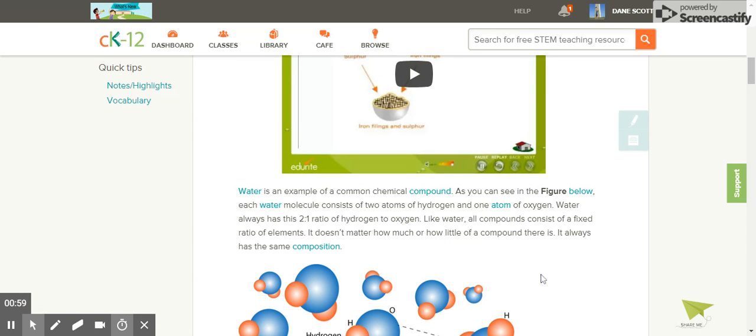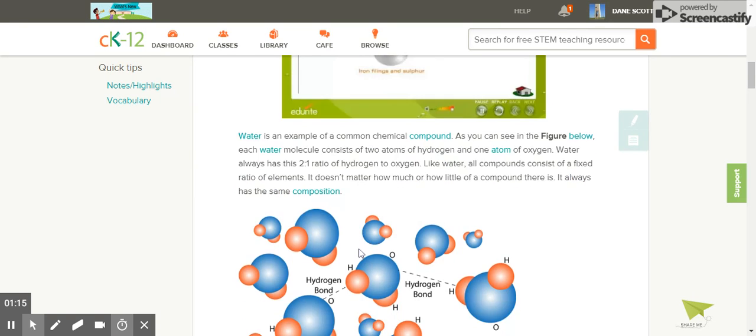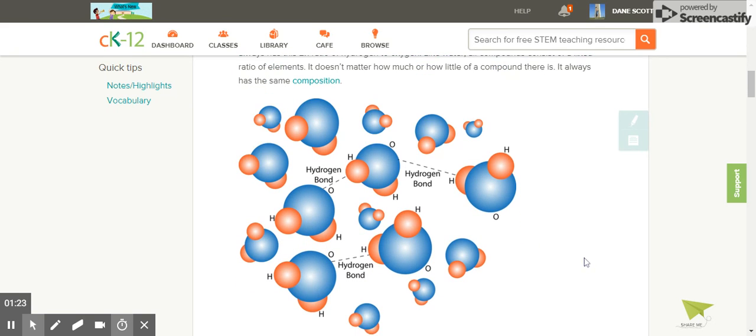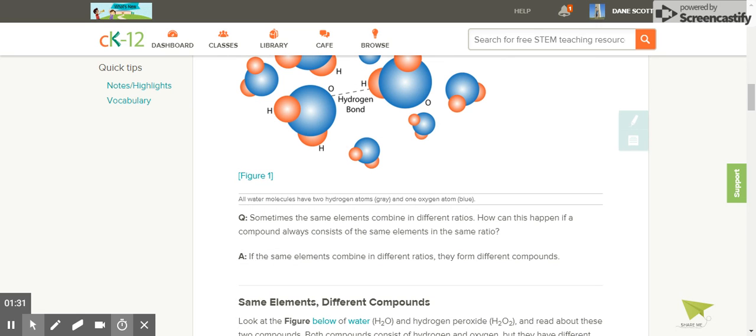Water is an example of a common chemical compound. As you can see in the figure below, each water molecule consists of 2 atoms of hydrogen and 1 atom of oxygen. Water always has this 2-to-1 ratio of hydrogen to oxygen. Like water, all compounds consist of a fixed ratio of elements. It doesn't matter how much or how little of a compound there is, it always has the same composition. Notice we have oxygen in blue, hydrogen in red. All water molecules have 2 hydrogen atoms and 1 oxygen atom.